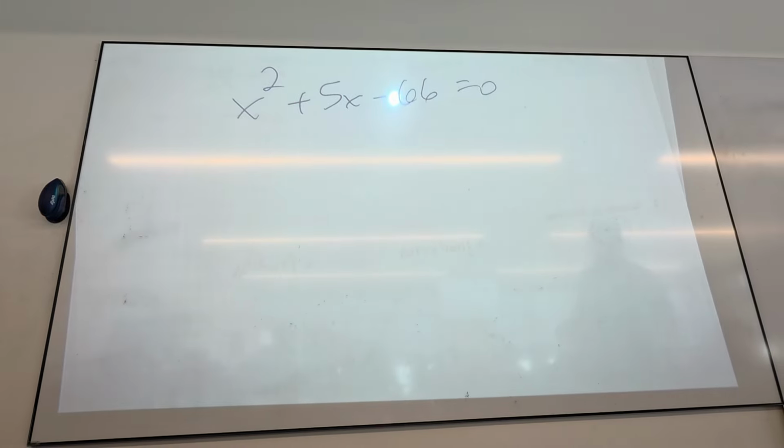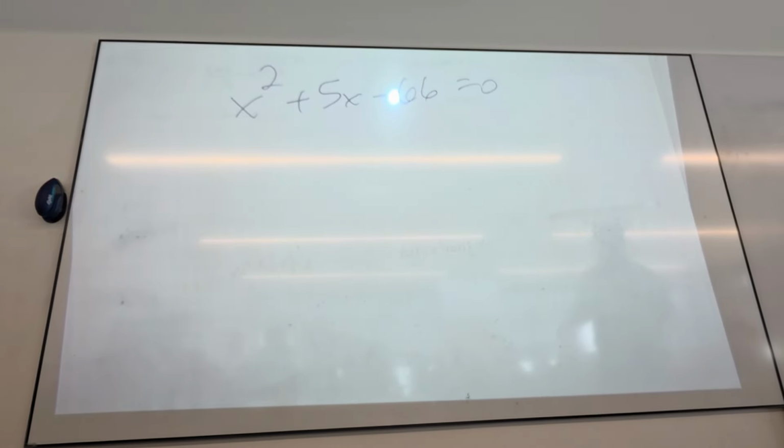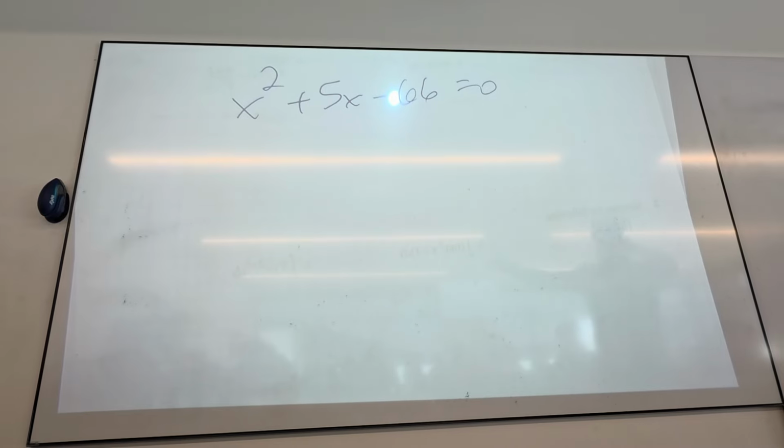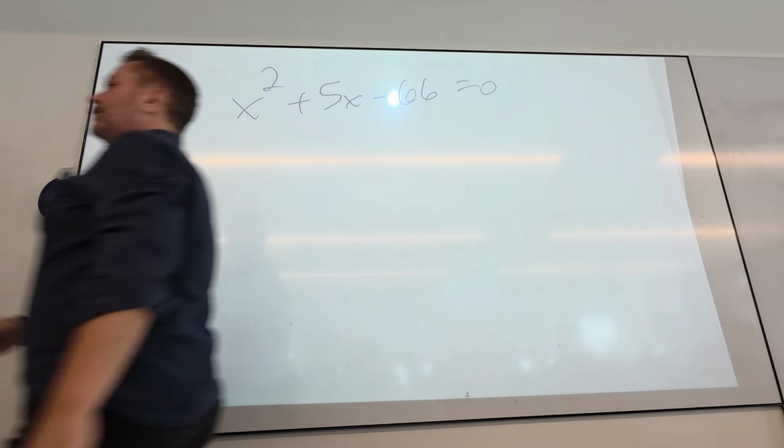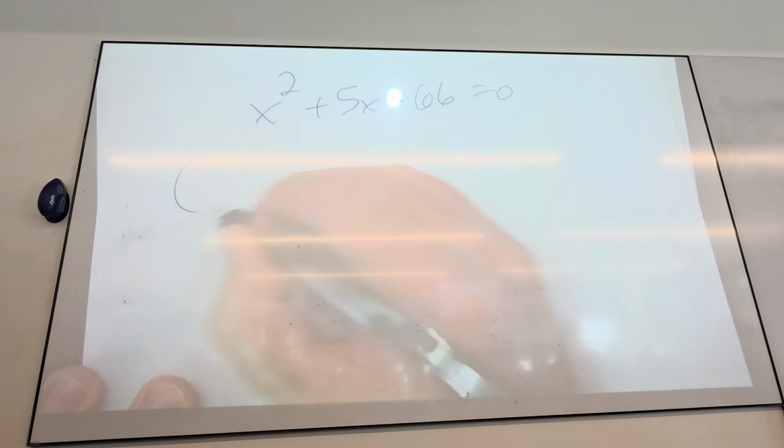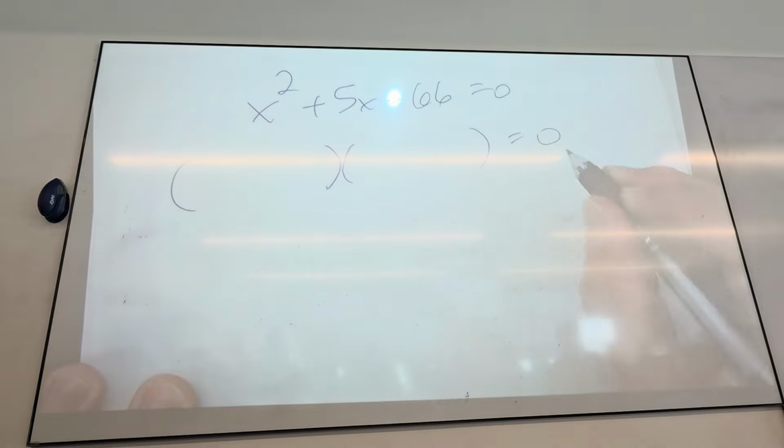Figure out what multiplies to negative 66 and adds up to 5. Yeah, it becomes a number puzzle: what two numbers multiply to negative 66? Why does it become that? What do I already know should happen?